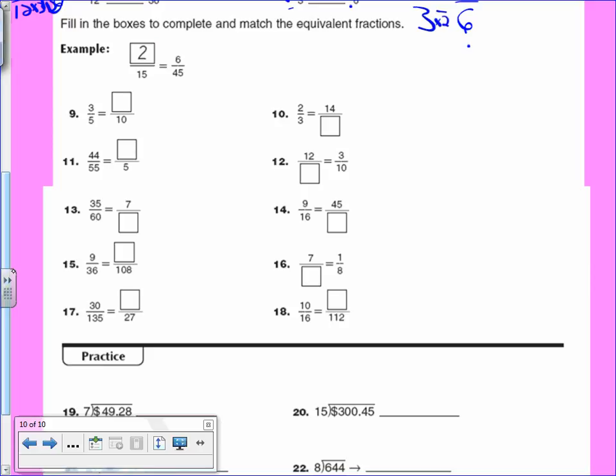Let's move on down. Fill in the boxes to complete and match the equivalent fractions. These types of problems are kind of fun to do because it's kind of treated as a detective. You're trying to find out what the missing blank is.